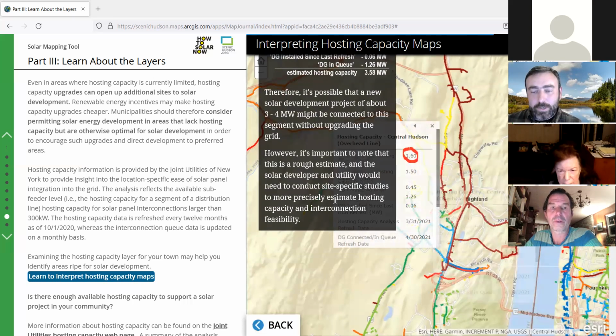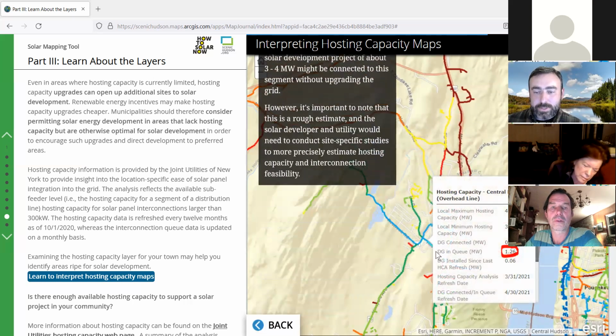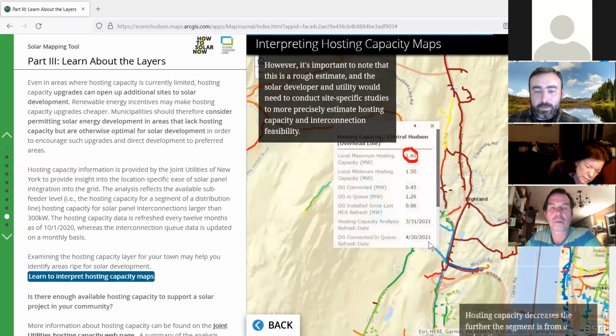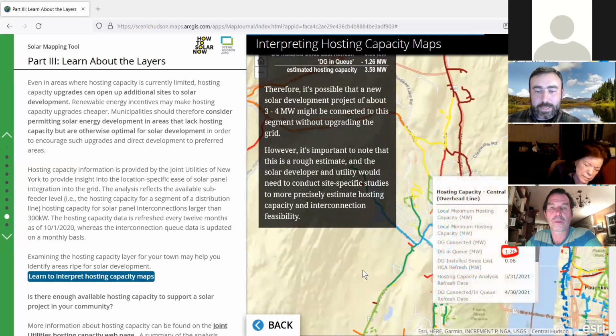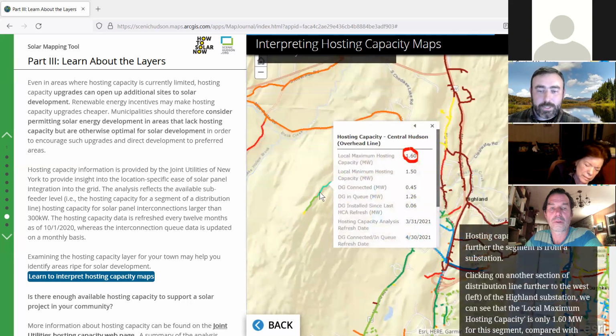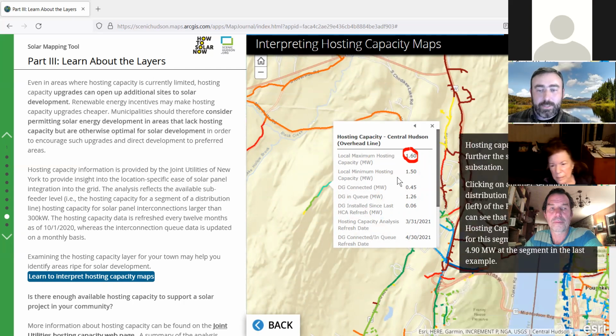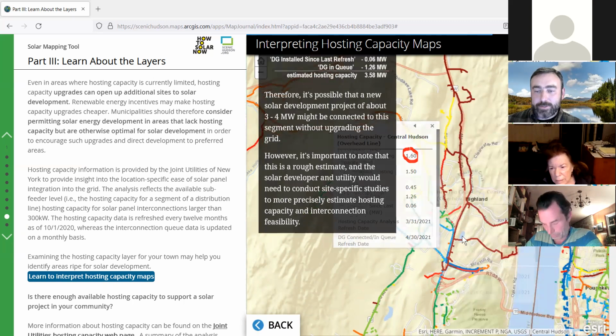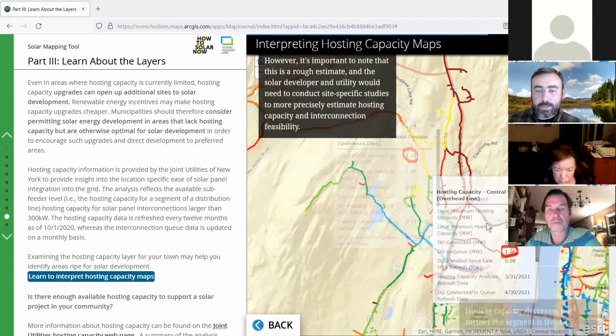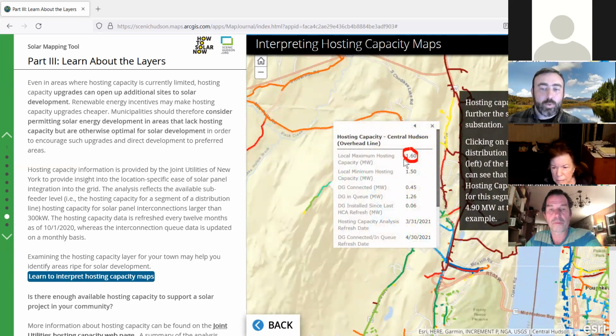So we're here in Highland, and there's a substation here, and we can see there's a feeder that kind of goes out to the west. So if we go farther out from the substation, farther along the feeder, we're going to see the hosting capacity decrease. Whereas the last one was a max of 4.9. As we get farther out, it's decreasing. Now it's 1.6 megawatts, between 1.5 and 1.6 megawatts. Because it's on the same line, there's the same amount installed since the last refresh and the same amount in queue.